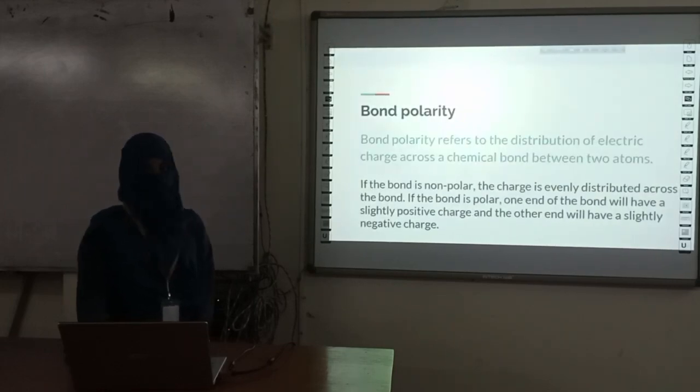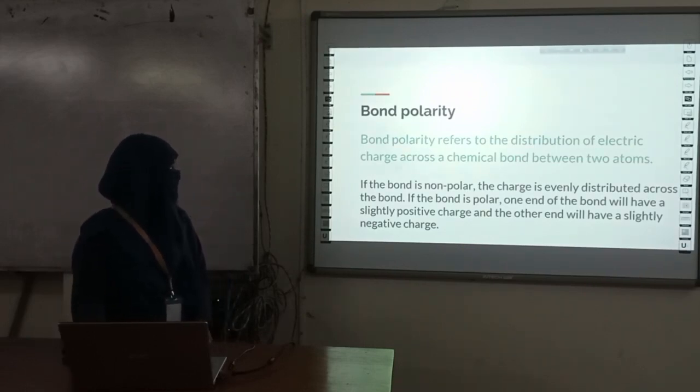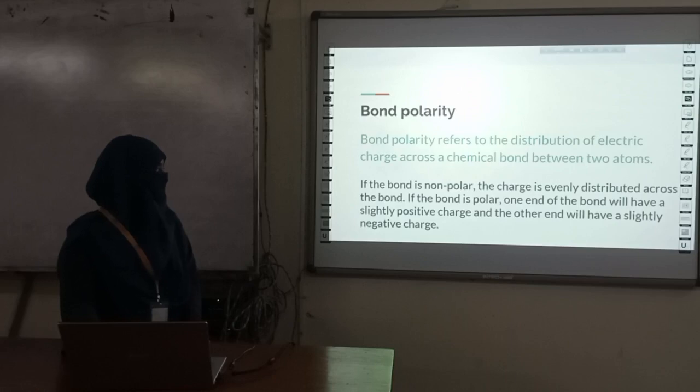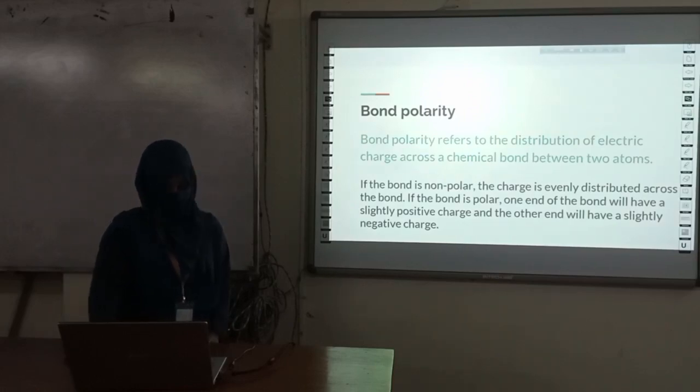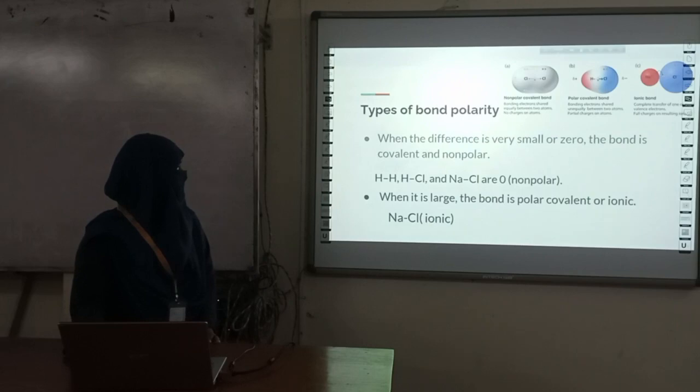Bond polarity. Bond polarity refers to the distribution of electric charge across a chemical bond between two atoms. If the bond is non-polar, the charge is evenly distributed across the bond. If the bond is polar, one end of the bond will have a slightly positive charge and the other end will have a slightly negative charge.